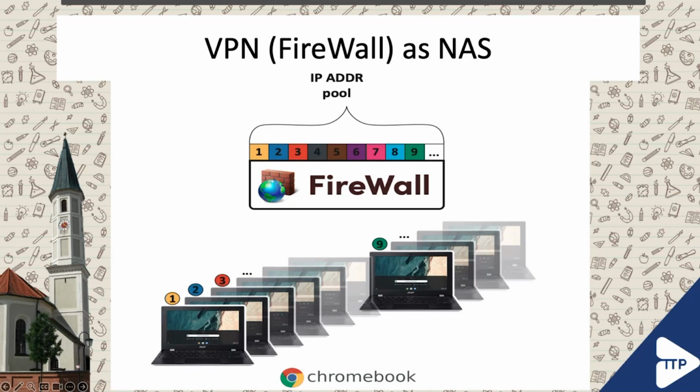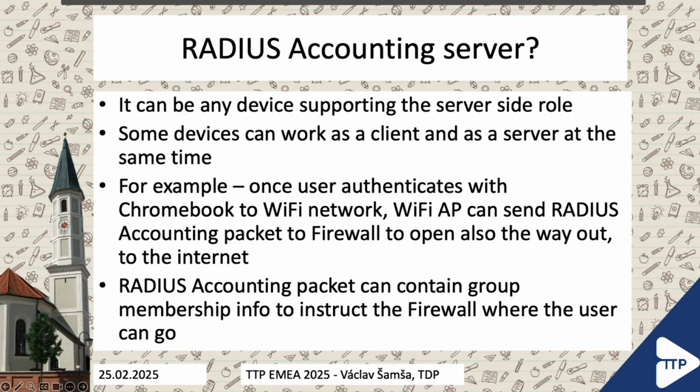Firewall is a little bit more secure, but it depends. If we have the device, we need a RADIUS accounting server to receive packets and work with those packets. Generally, it can be any device supporting the server-side role. So maybe, I did not start hacking this network yet, but maybe here is Wi-Fi, and it sends RADIUS accounting packets directly to the firewall to open the way out for you. That's a typical configuration, because most of the devices can work with just one server, so you can send the packet to one server only.